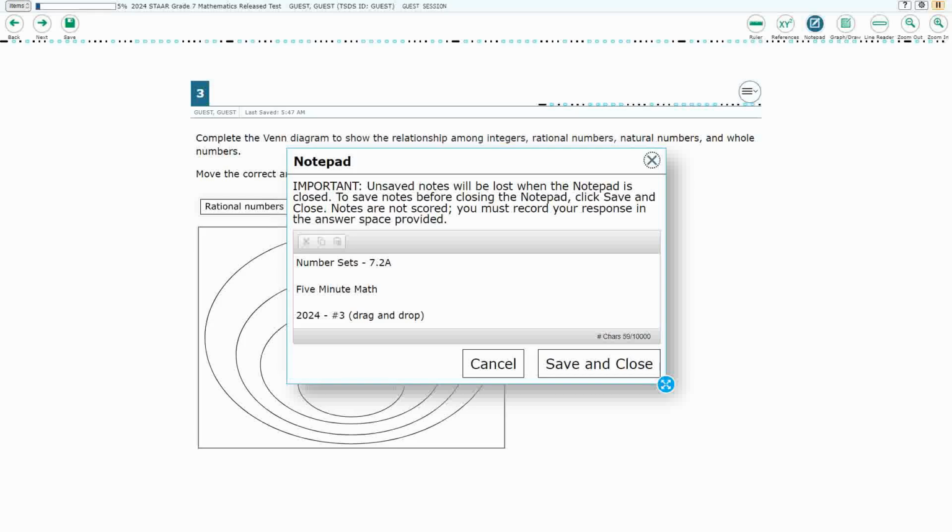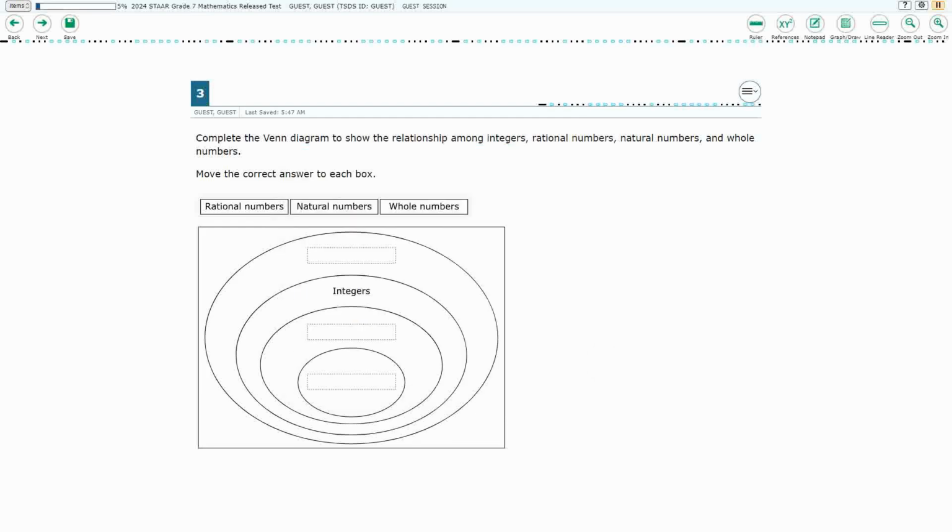Today we are looking at the 7th grade concept of number sets. This is Standard 7.2a in the great state of Texas, and we are using item number 3 of the 2024 released STAAR test. This is a new item type called drag and drop, and if you haven't done so already, please go ahead and take a moment to pause the video, work this problem out on your own, unpause it, and we will look at our answers together.